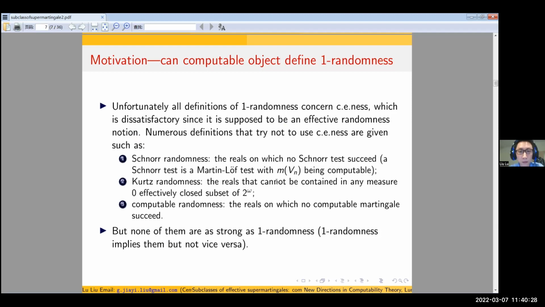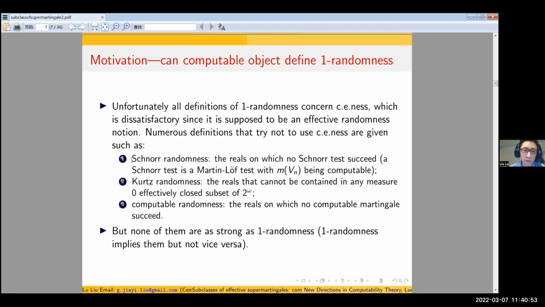Because of the importance of one randomness, people want to find some computable objects to define this randomness notion, because it's like a Church-Turing thesis. Many things coincide with one randomness. So it's like a Church-Turing thesis for randomness notion, and we wanted to find some computable objects defining it.